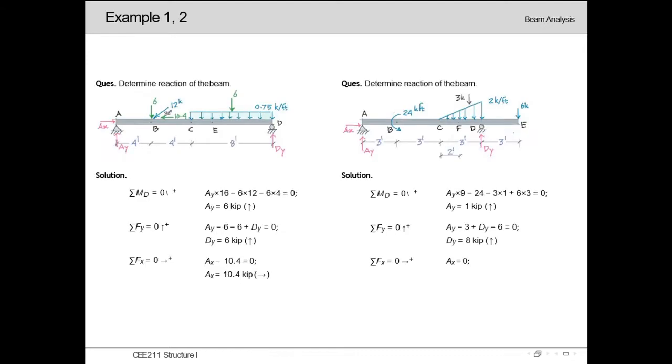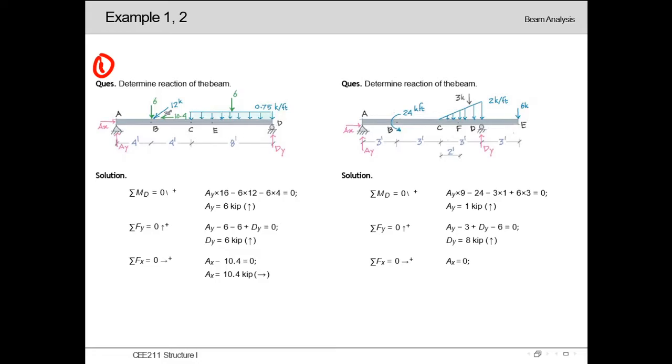So in this beam analysis chapter, starting with example 1, in this example we can see a beam AD, and this beam is resting on two supports, which is a pin support at point A, and a roller support at point D.